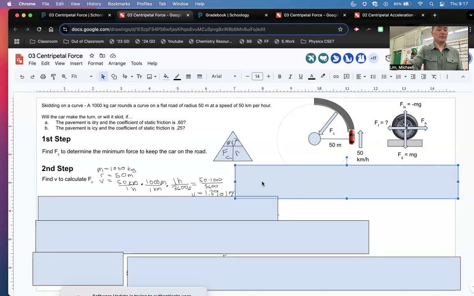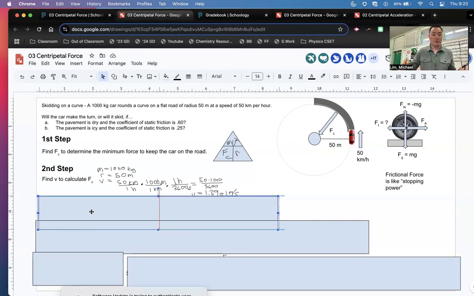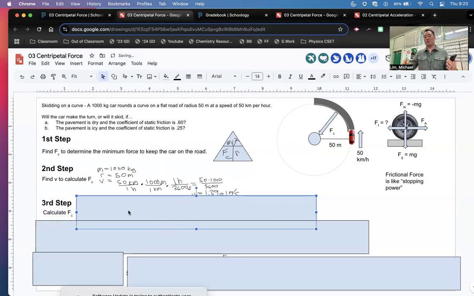Times 10 to the 1, right? And if we round, it's 1.39 E, which means the same thing as times 10 to the 1. And this is meters per second. So now we found velocity. We can now plug it into our force equation in step 1 and solve for the minimum amount of force we need to keep the car on the road.